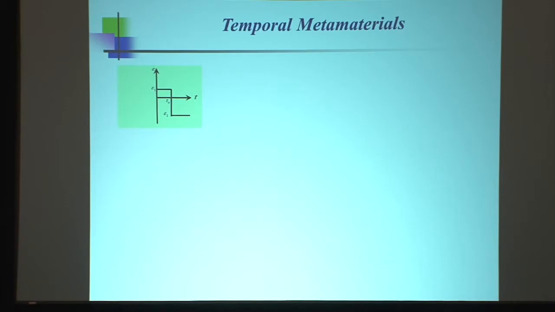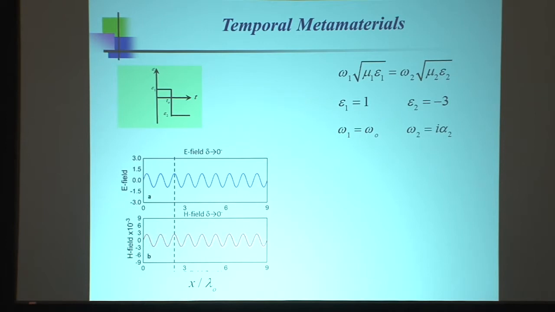The answer is yes. So what happens is, if we go over here, let me start with the vacuum first, with the frequency omega naught. And let me assume I would like to rapidly change that to epsilon minus 3. In that case, omega 2 becomes purely imaginary. So what happens to the wave? Let's take a look at it.